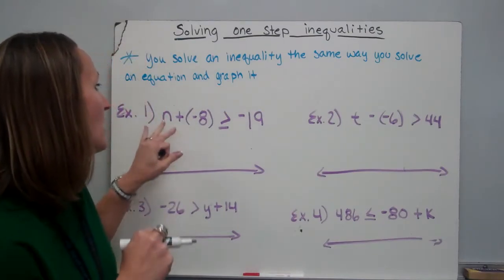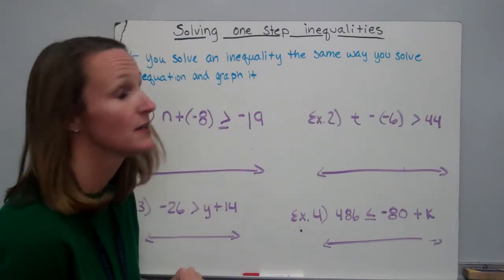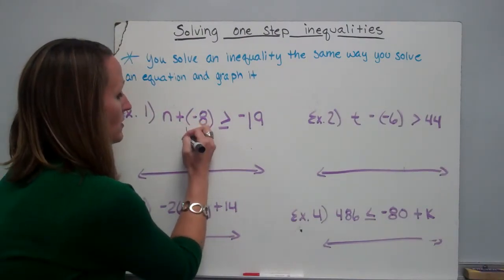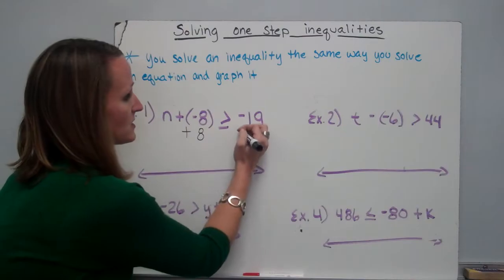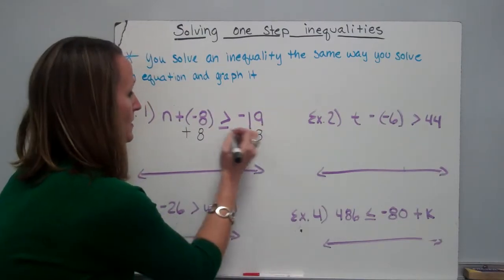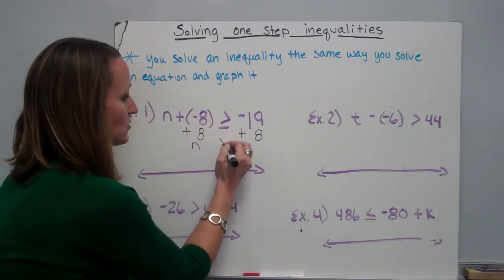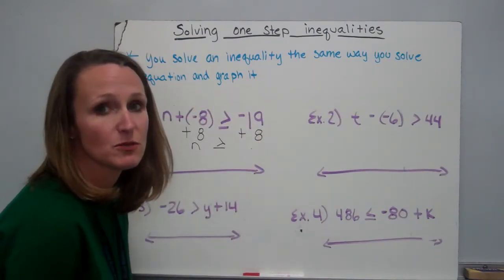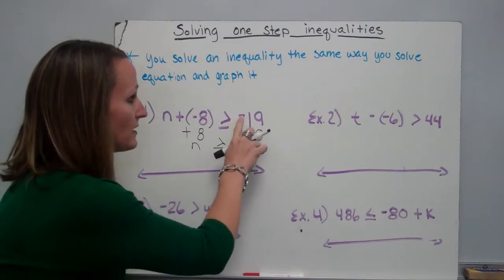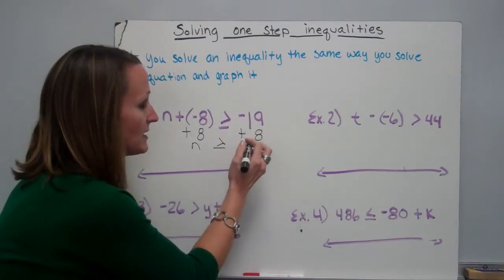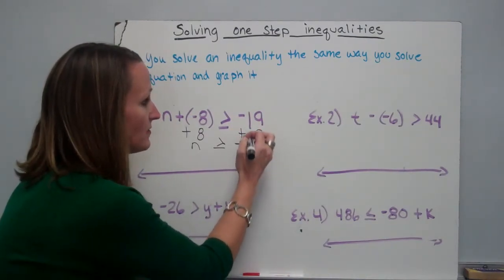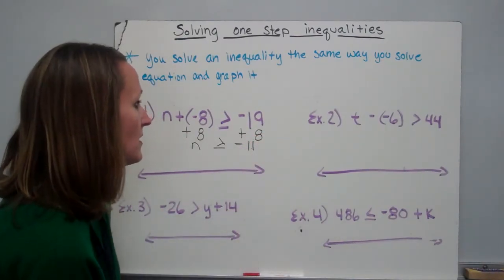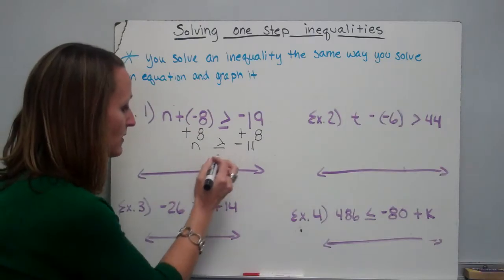So we've got n plus negative 8 is greater than or equal to negative 19. So you know that we're going to add 8 to both sides. That's going to leave us with n is greater than or equal to, remember when you have different signs, you subtract and keep the sign of the larger. So negative 19 plus 8 is going to leave us with negative 11. So we have n is greater than or equal to negative 11.